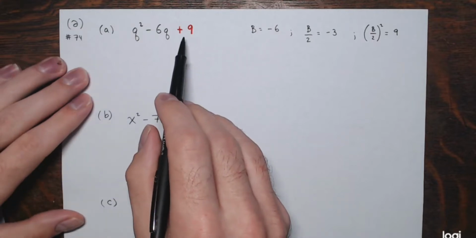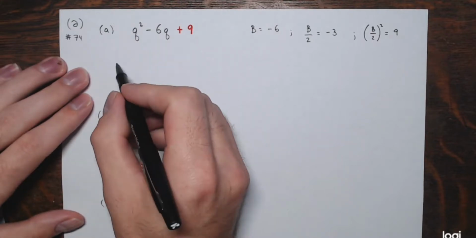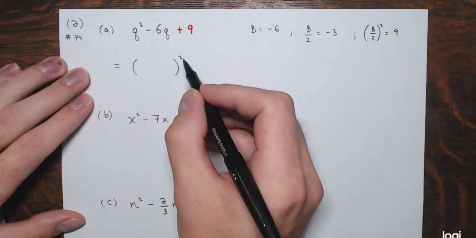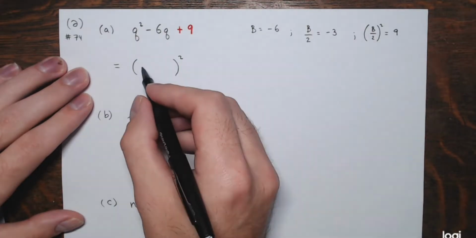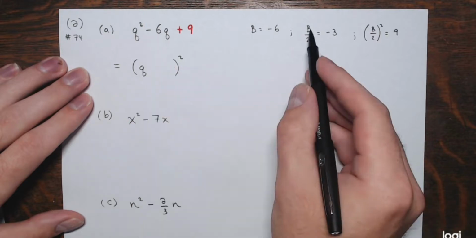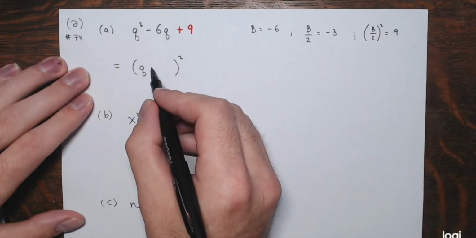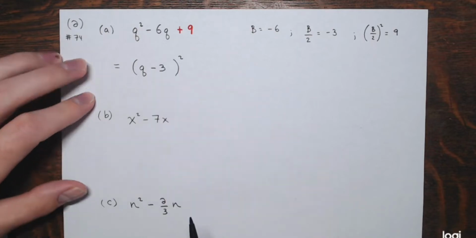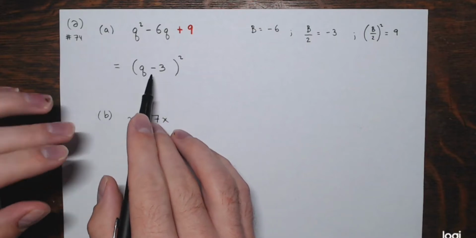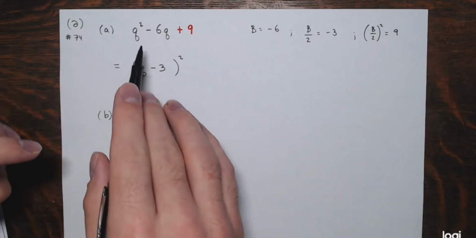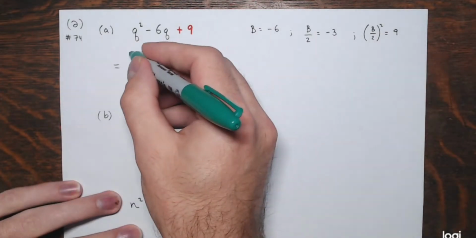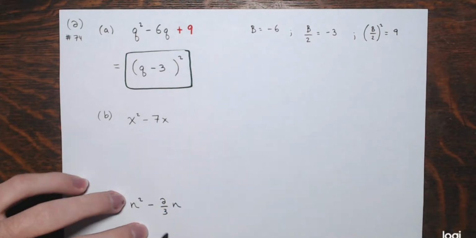Once I've added this 9, now I have a trinomial that's a perfect square. That means it can be expressed as a binomial expression to the second power. And that binomial is simply the variable, q, plus whatever half the linear coefficient was, whatever half of b was. So that'd be plus -3, or just -3. And I leave it to you to check: take q minus 3 times q minus 3 again, and you'll see that you get q squared minus 6q plus 9. Wonderful.